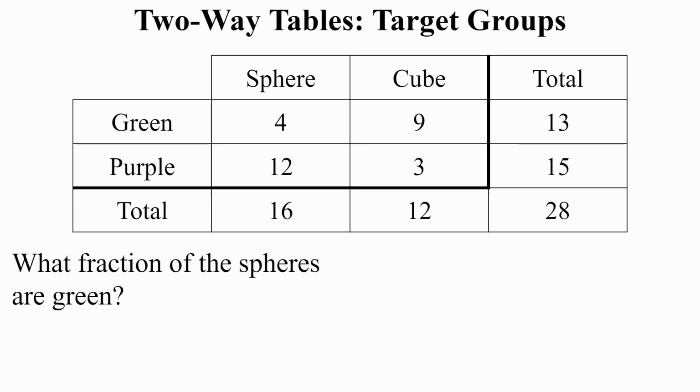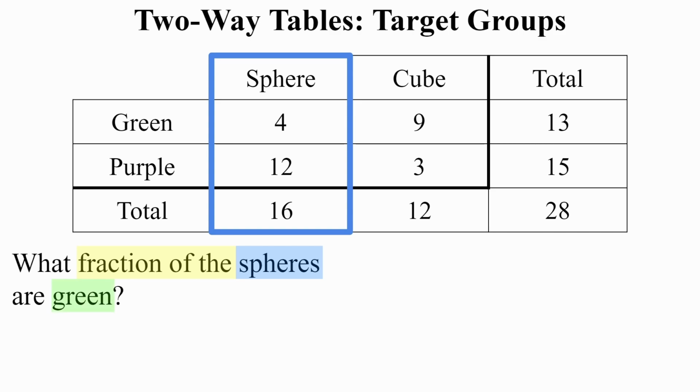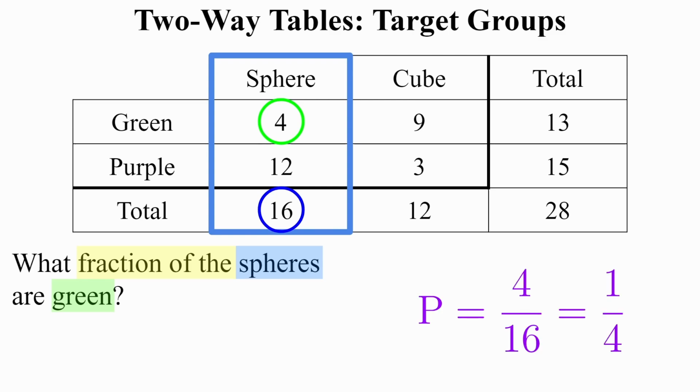And finally, we've got another set of keywords here. It says, what fraction of the spheres are green? So these keywords here, fraction of the, so the target group is the spheres. So we're going to put a box around the sphere column. And we want to know what fraction of those are green. If it were a percentage, we would just find the fraction, then multiply by 100. So for green, just in that blue box, there are 4 green shapes out of a total of 16. So the probability is 4/16, which reduces to 1/4.